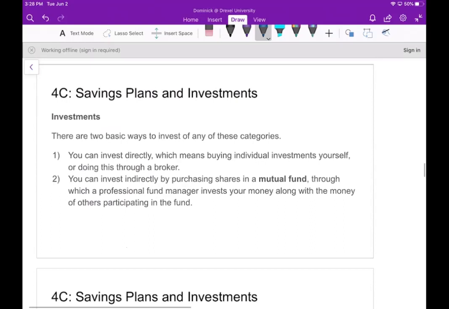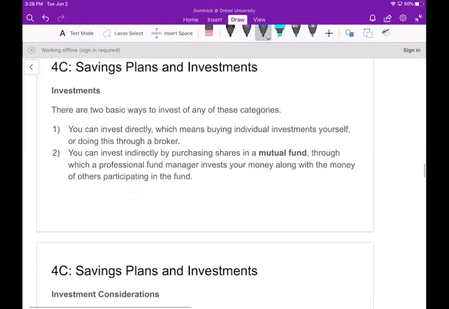Right. Now, as far as investments go, there are two basic ways to invest in any of the categories that we just talked about. You can either invest directly, which means buying individual investments yourself, or you can do this through a broker. And you can also invest indirectly by purchasing shares in a mutual fund through which a professional fund manager invests your money along with the money of others participating in the fund. Right, so you can almost think of it as you're either doing individual investing or group investing.